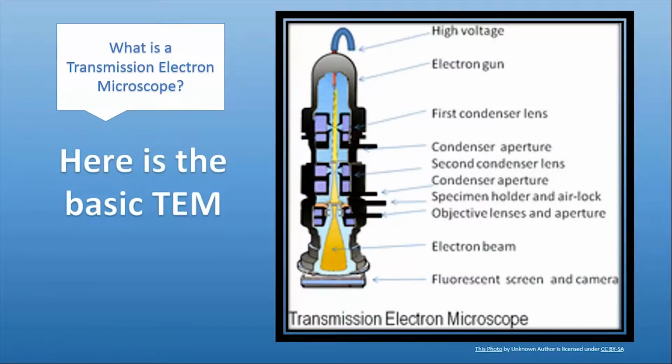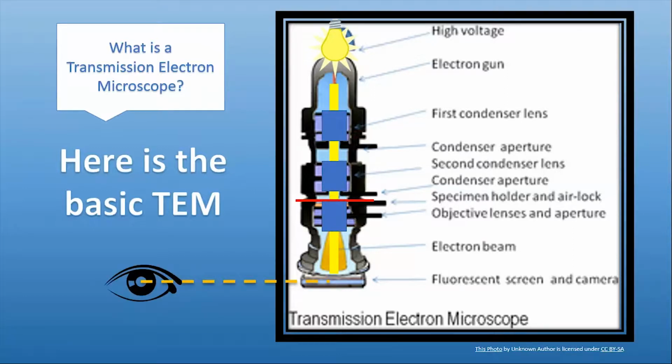A transmission electron microscope, or TEM, instead of a light source, has an electron source which is powered by high voltage. These electrons are then accelerated down the column through the sample and are corrected by electromagnetic coils. The image is then captured on a phosphorescent screen or camera for the viewer.